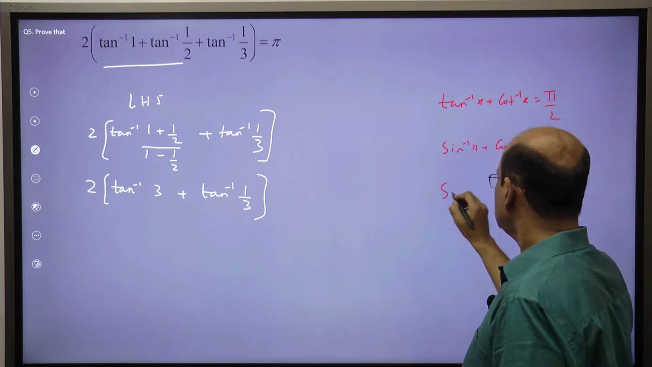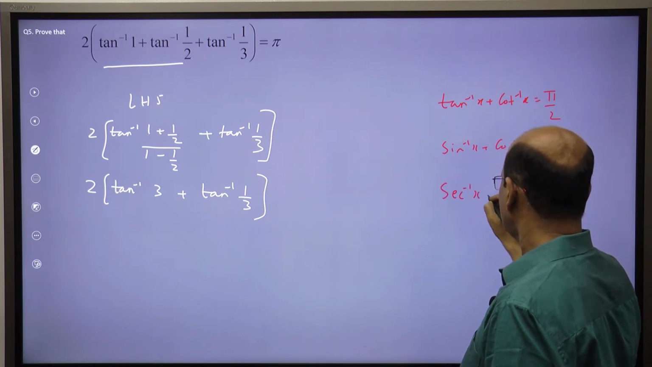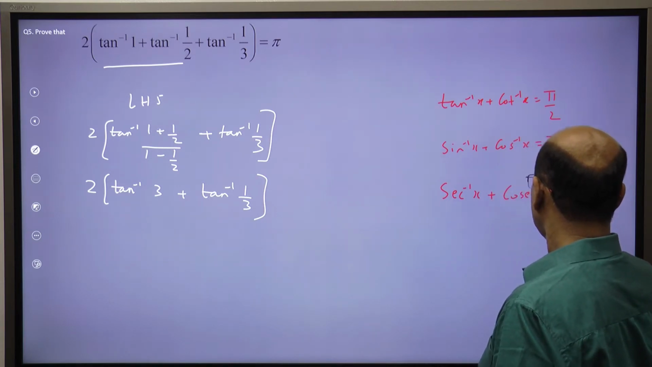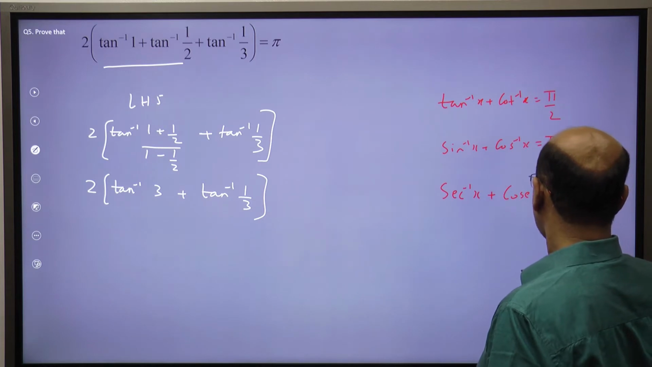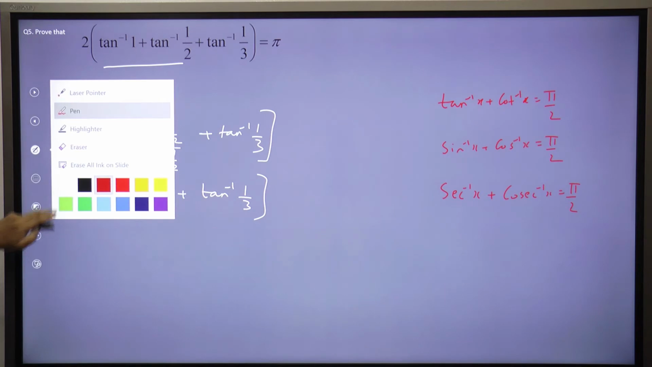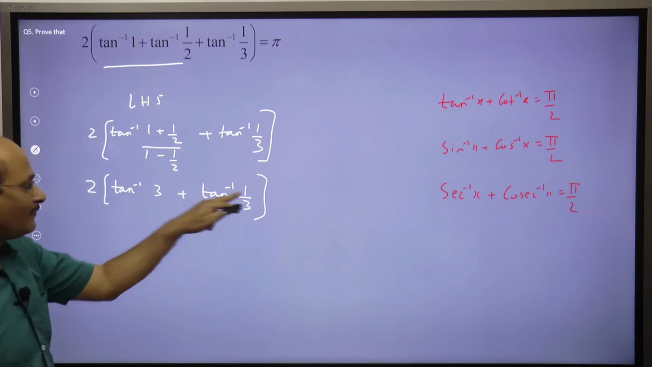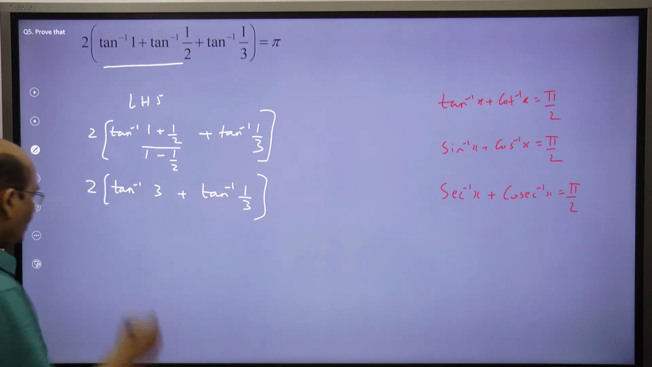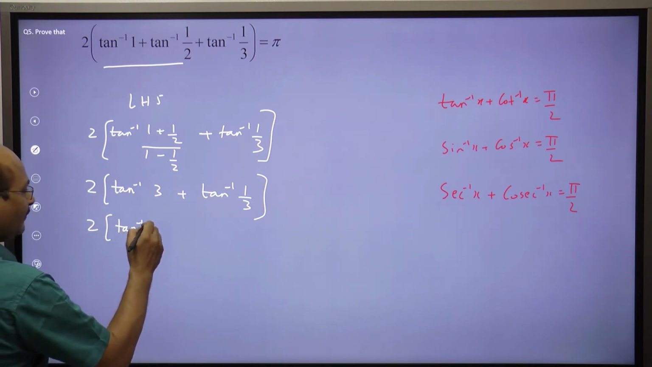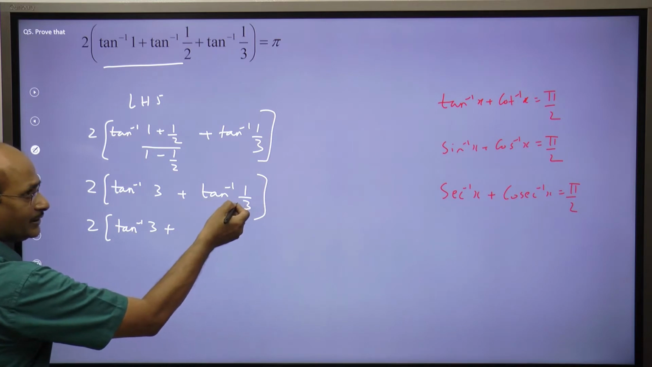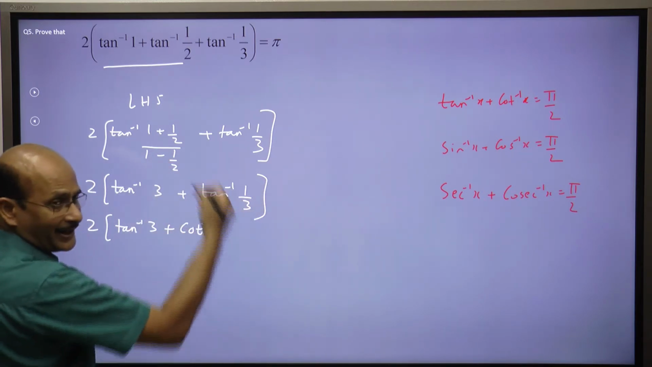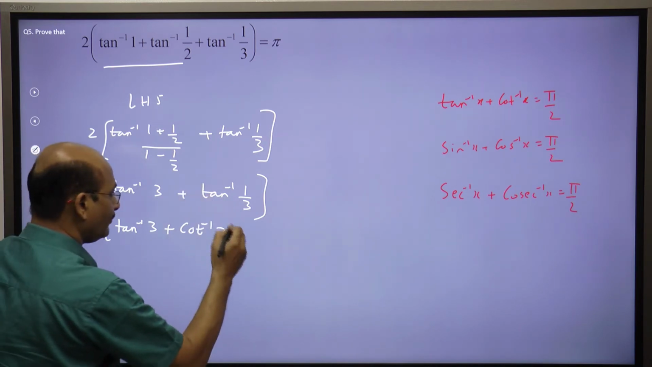Similarly, sec inverse x plus cosec inverse x is also pi by 2. So you might say, what is happening? Why are you doing this? Because you know what I did, it was x and 1 upon x. So I can change this to cot. So this I can write as 2 tan inverse x plus tan inverse x I can write as cot inverse 1 by x. So 1 upon 3 will become 3.